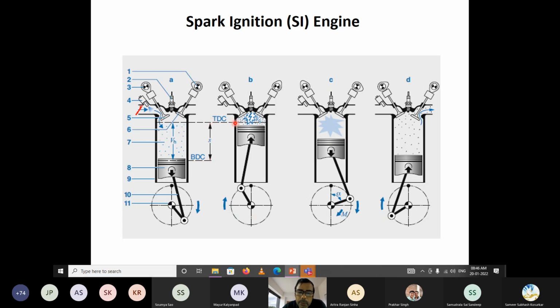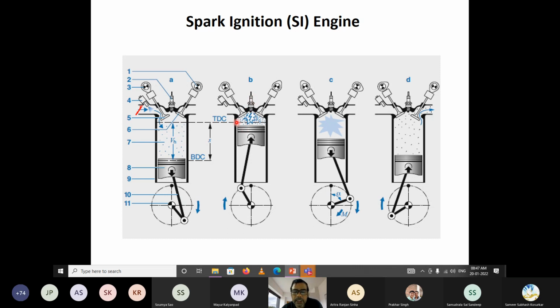Now, when the piston is about to reach the top dead center, towards the end of the compression stroke, we have a spark plug. A spark is created. Now we need to understand the mechanism of how the spark is created. That is a separate topic. We will discuss separately how the spark system works, what the spark ignition is.